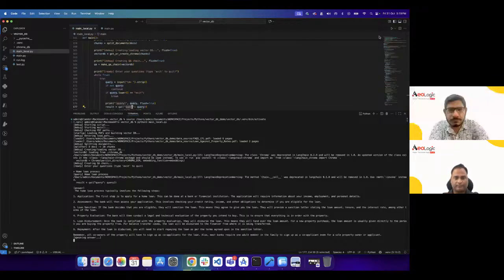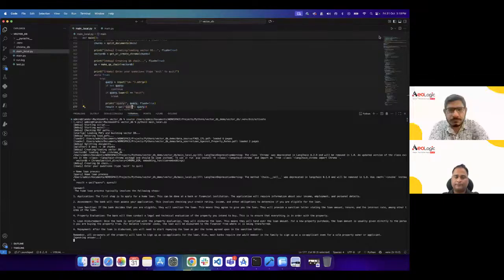5. Loan disbursement. Once the bank is satisfied with the property evaluation, they will disburse the loan. This means they will hand over the loan amount. For a new property purchase, the loan amount is usually given directly to the person you are buying the property from. For balance transfer cases, the loan will be disbursed to the financer from where it is being transferred. 6. Repayment. After the loan is disbursed, you will need to start repaying the loan as per the terms agreed upon in the sanction letter.